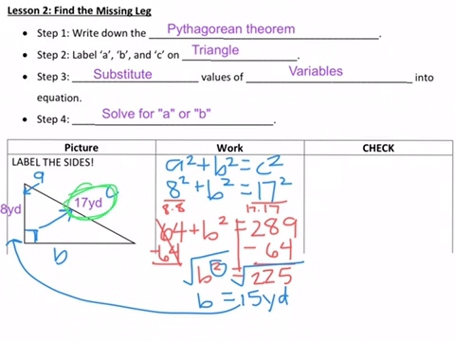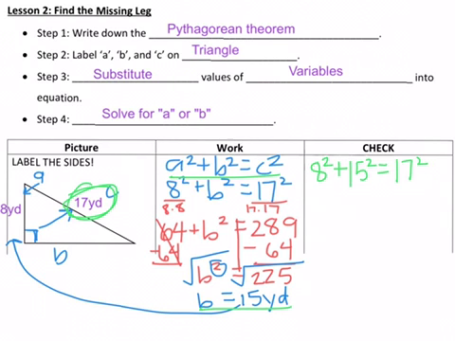So we're going to plug in what we know and make sure each side of the Pythagorean theorem is in fact equal. So a squared is 8 squared, plus b, we just figured out, is 15 squared, equals c squared, which is 17 squared. So hopefully the left does in fact equal the right. So let's go ahead and do our math.